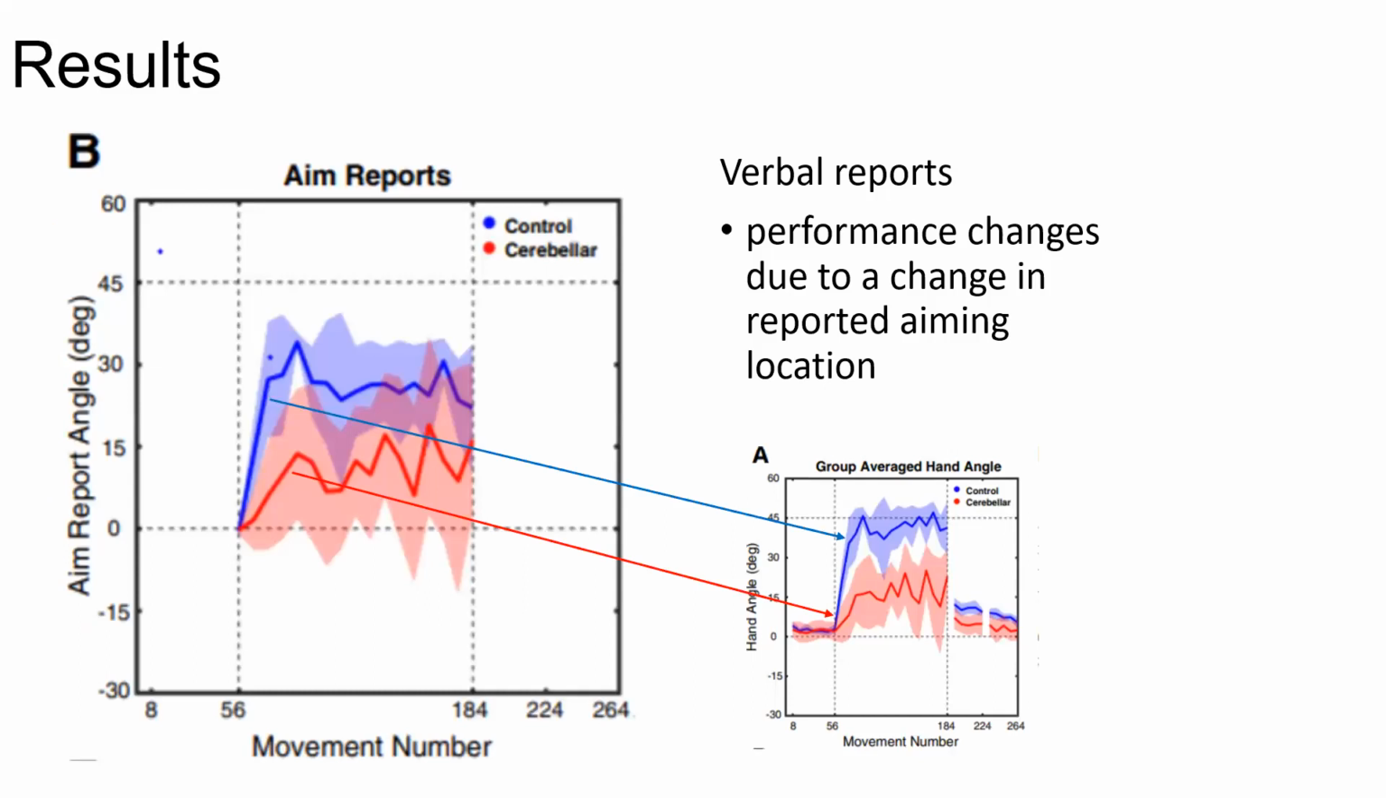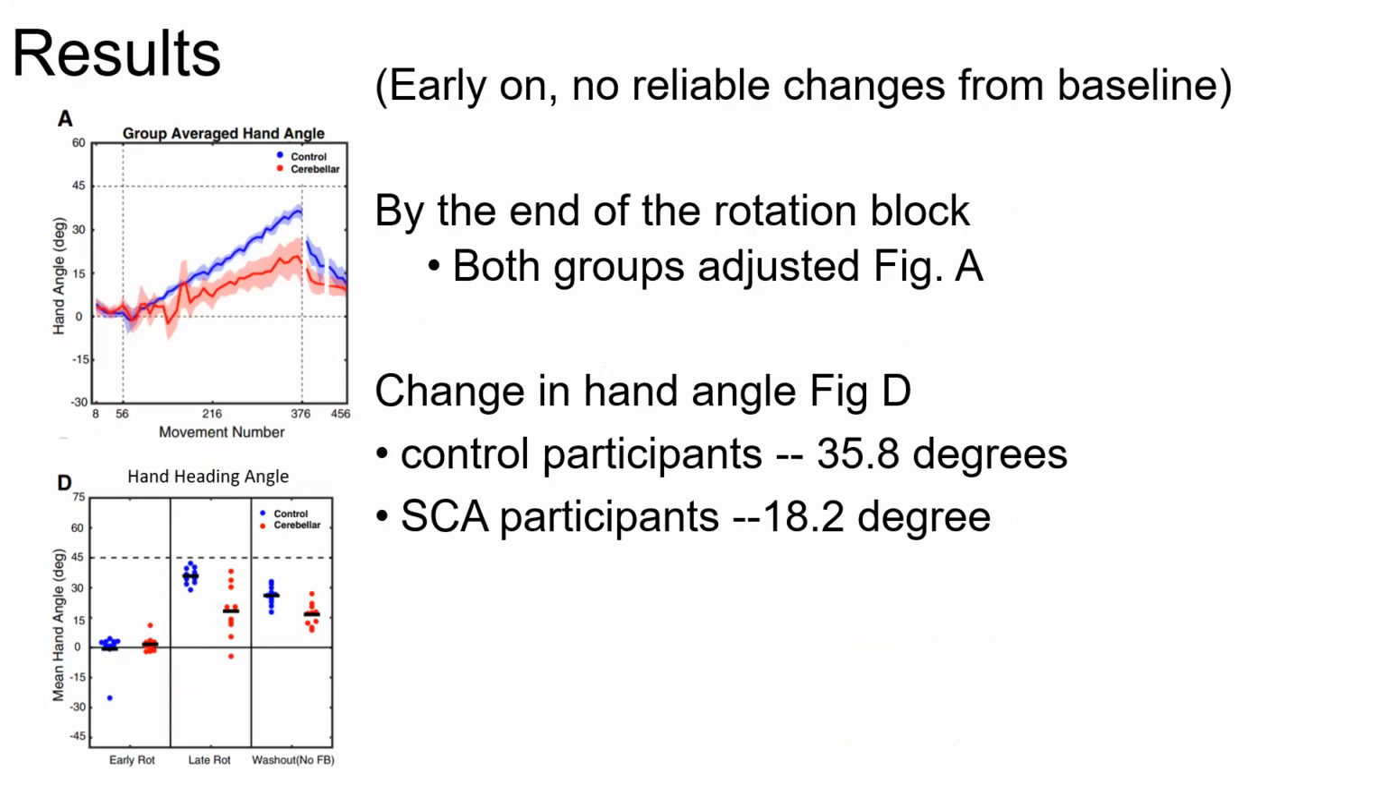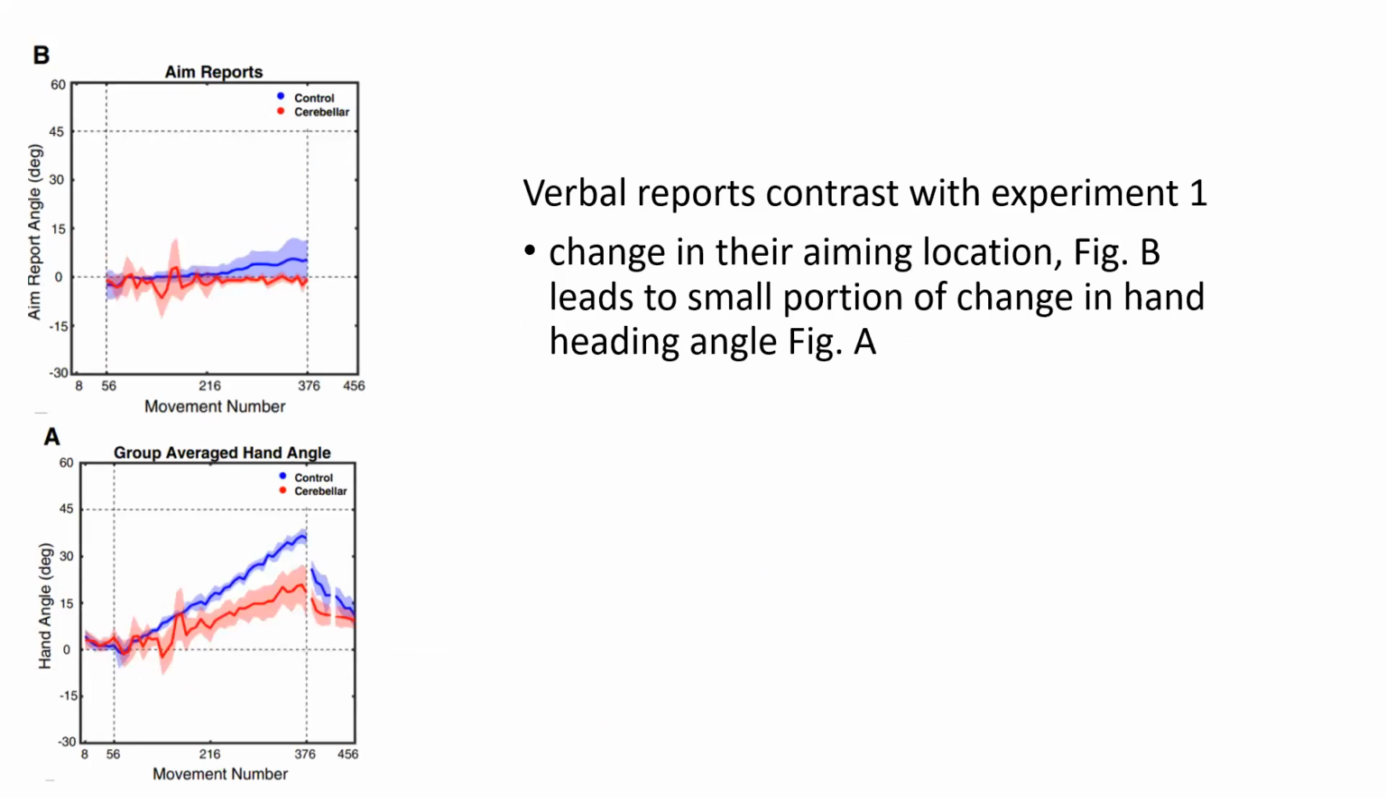And to really make this point, in experiment 2, we see this to the extreme if we go to graphs A and B. Both groups had almost no need to explicitly change their aiming location. The implicit changes to behavior accounted for almost all the learning.